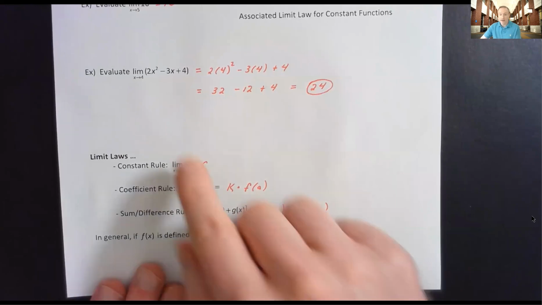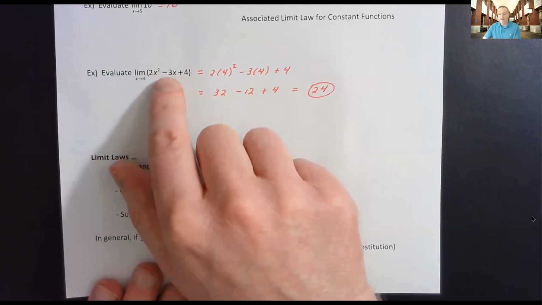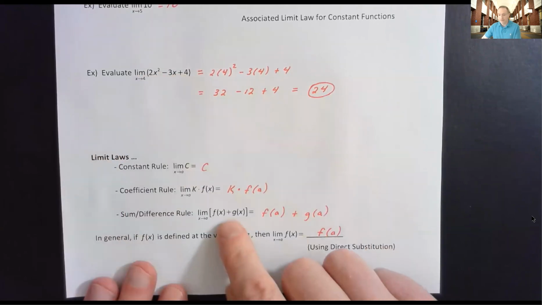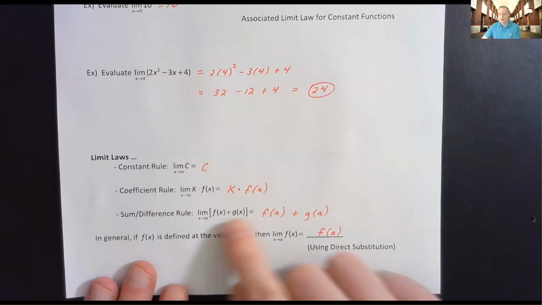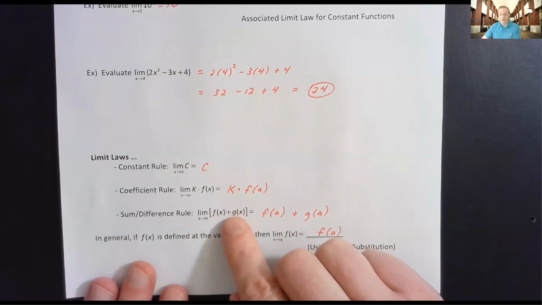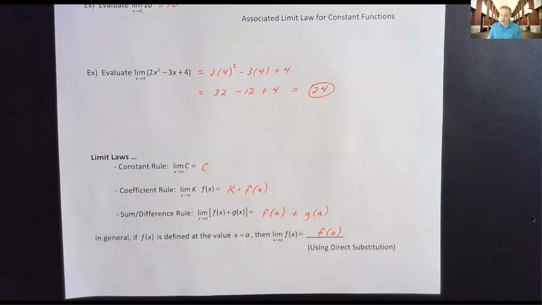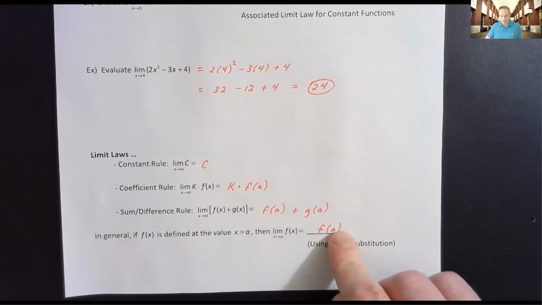And then the last case, well, what if you have a sum and difference of several different terms inside your function? Well, you just evaluate each of them at the limiting value, in this case at a, and then just add or subtract them together depending upon whatever they are in the problem. In general, whenever a function is defined at x equals a, the limit as x approaches a of f of x is simply f of a.